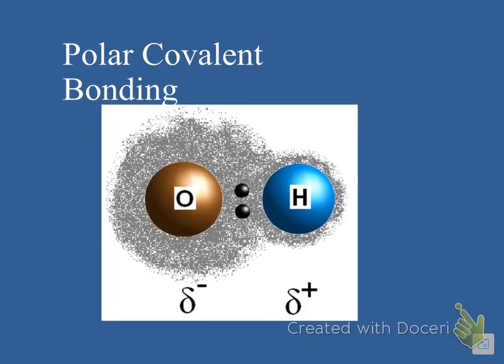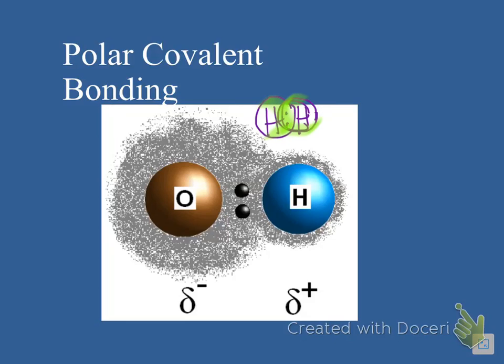Okay, in this podcast we're going to talk about polar covalent bonds. So if I have a covalent bond, let's say between hydrogen atoms where I'm sharing two electrons, chances are, because they're the same atom, the shared electron cloud is going to be pretty even between the two atoms.